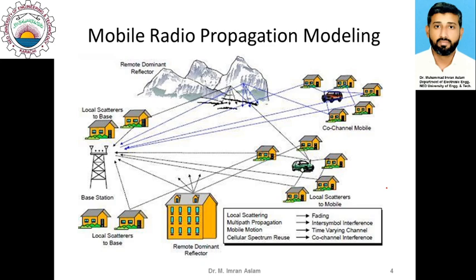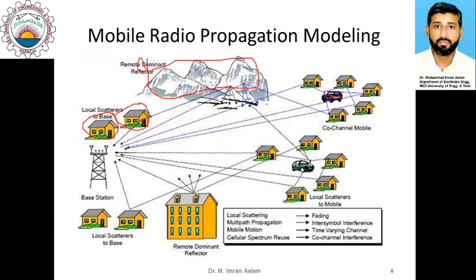This is the illustration of a typical wireless environment. You can see that once a signal is transmitted from mobile, it can take variety of different paths. We may have some distant hills or some remote reflectors which may reflect back the waves which are going in that direction. Local scatterers, local reflectors may also reflect the waves.